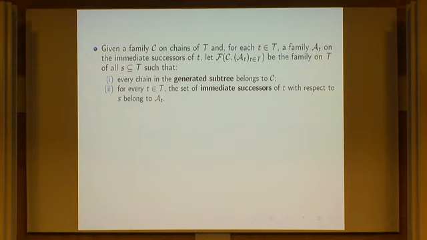So again, I have a family on chains of T, and I have families on the immediate successors of each node. Then I take sets of the tree, and I look at the generated subtree. And if every chain of it belongs to the family of chains, and every set of immediate successors of T belongs, with respect to S, so the subset of S belongs to the corresponding family of immediate successors, then I add it to the family F.